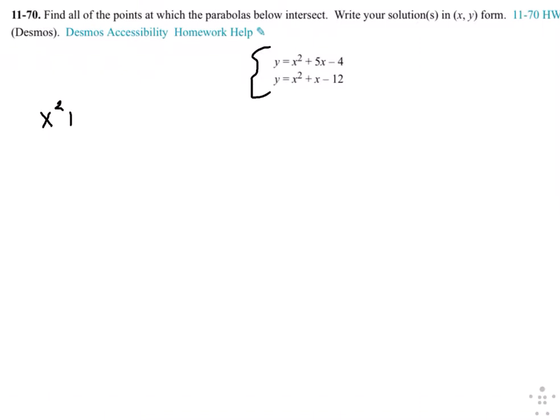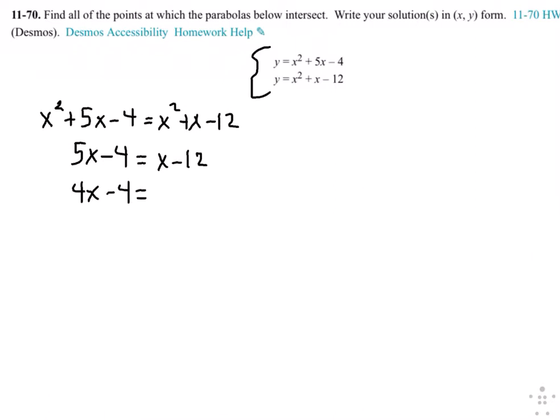So x squared plus 5x minus 4 equals x squared plus x minus 12. Subtract x squared from both sides, so I'm left with 5x minus 4 equals x minus 12. Subtract x from both sides, 4x minus 4 equals negative 12. Add 4 to both sides, 4x equals negative 8. Divide both sides by 4, x equals negative 2.